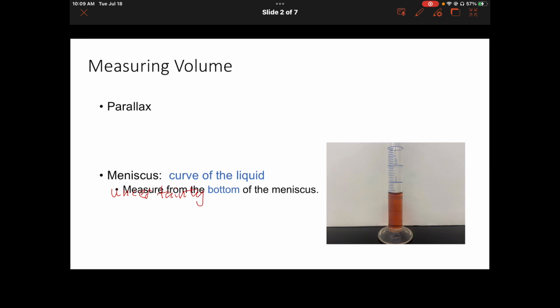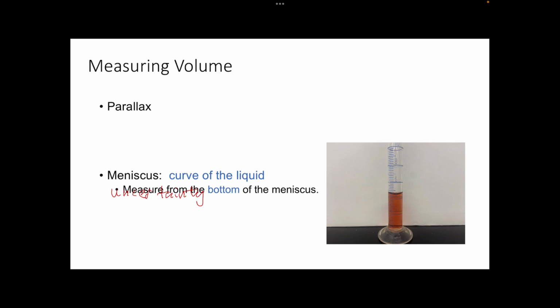Okay, so parallax. When measuring volume, parallax is the line of sight, okay? So we need to make sure that when we do our volume measurements, we're looking directly at it. When we measure something in a graduated cylinder, you want to crouch down until you can see the fluid right at the same level. If you look from the top, you can underestimate the amount of volume because of the angle. Same way, if we were looking from the bottom, we would overestimate it. So you want to make sure that you're looking right parallel with the line of the fluid.